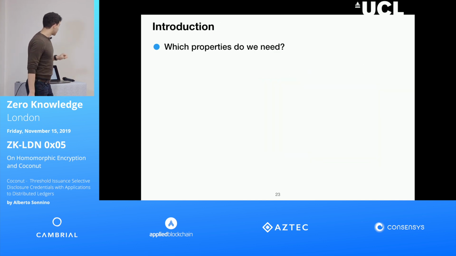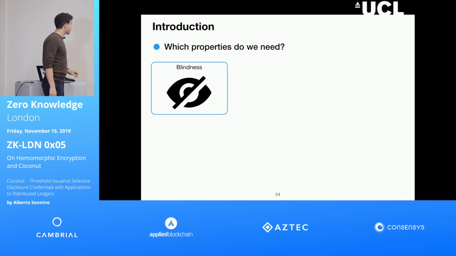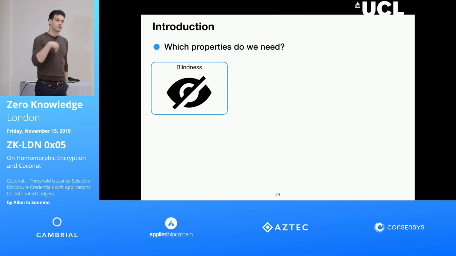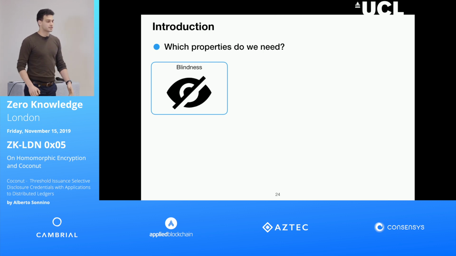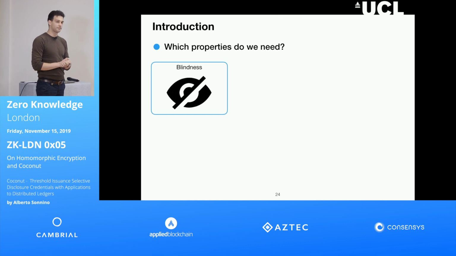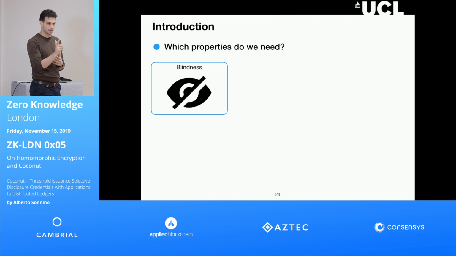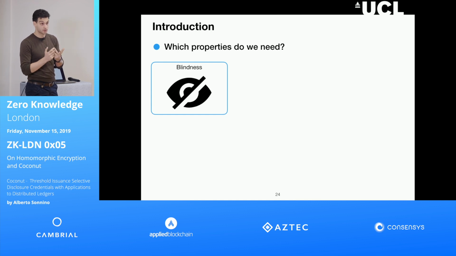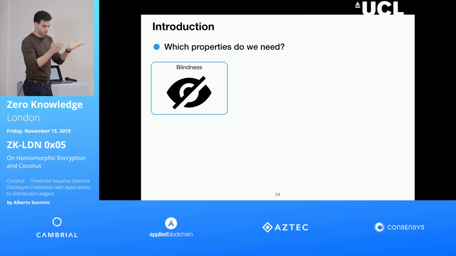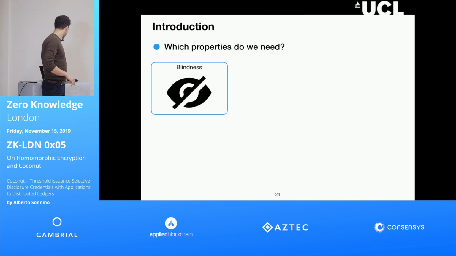So yeah, the properties that we need. Blindness is the first. What does it mean? Let's take the example of identity cards. I want to get a passport issued. Potentially some of the fields there should be kept secret with respect to the signer itself. Potentially it may involve some random nonce that only I, the user, should actually know. So we should be able to issue those credentials over blinded attributes.